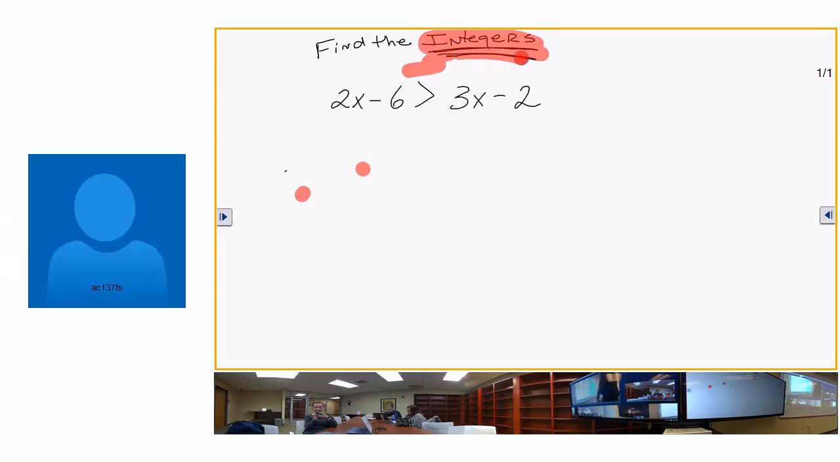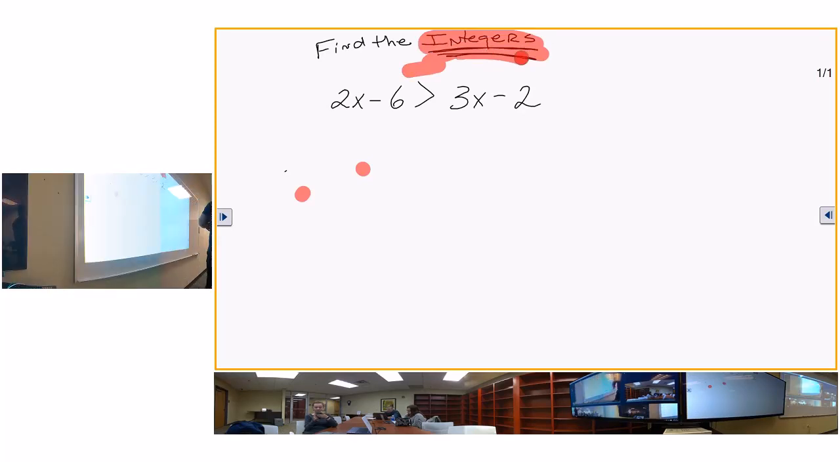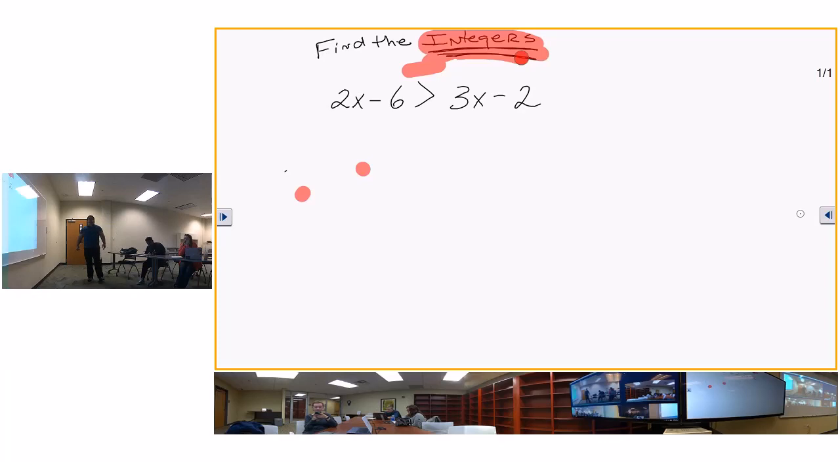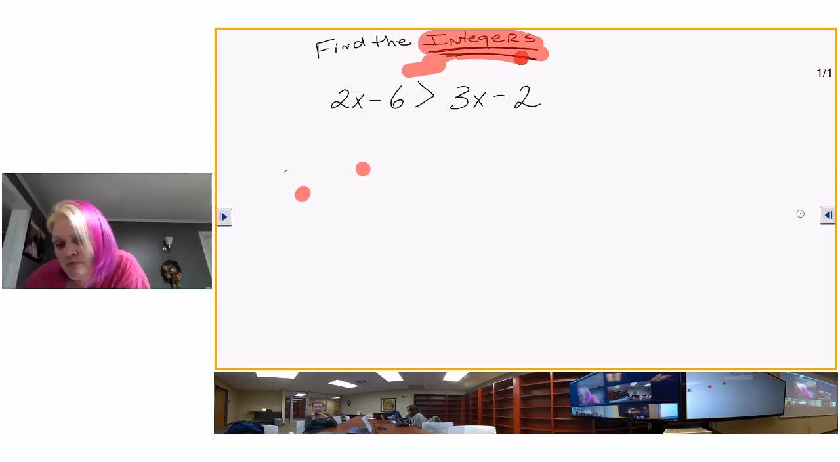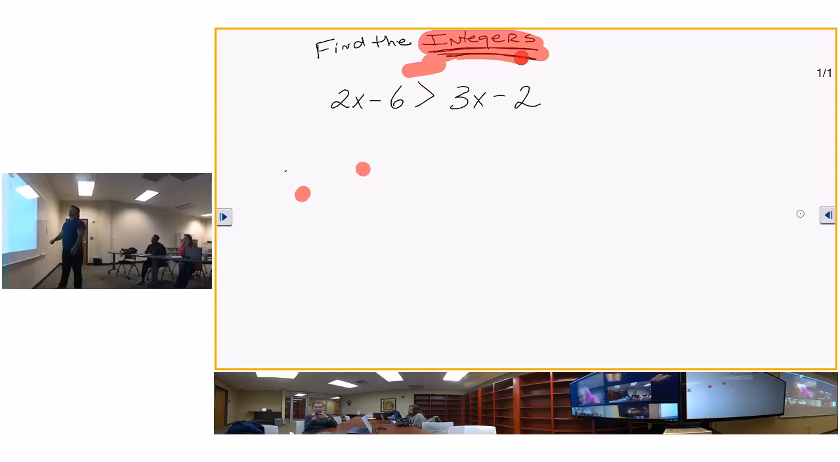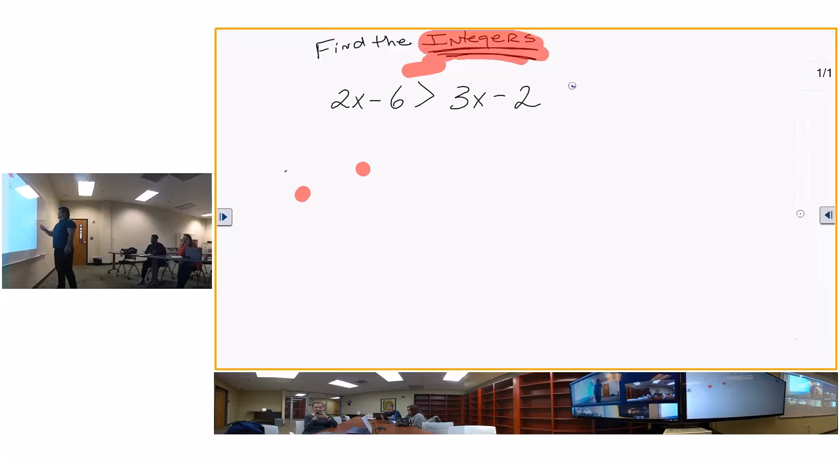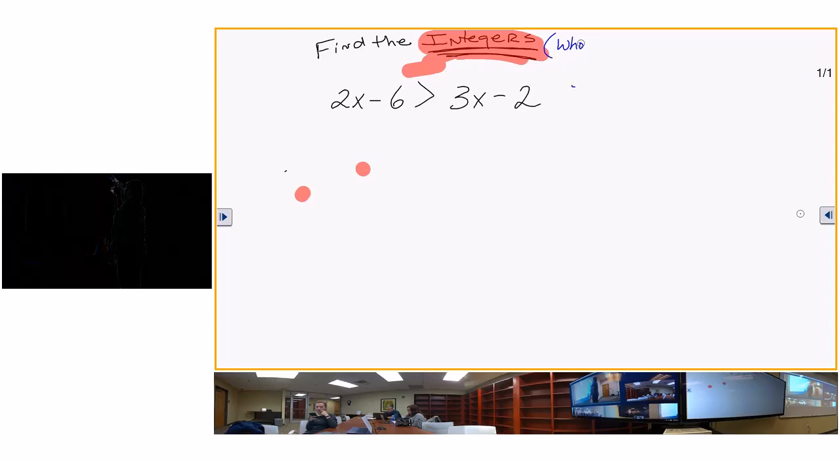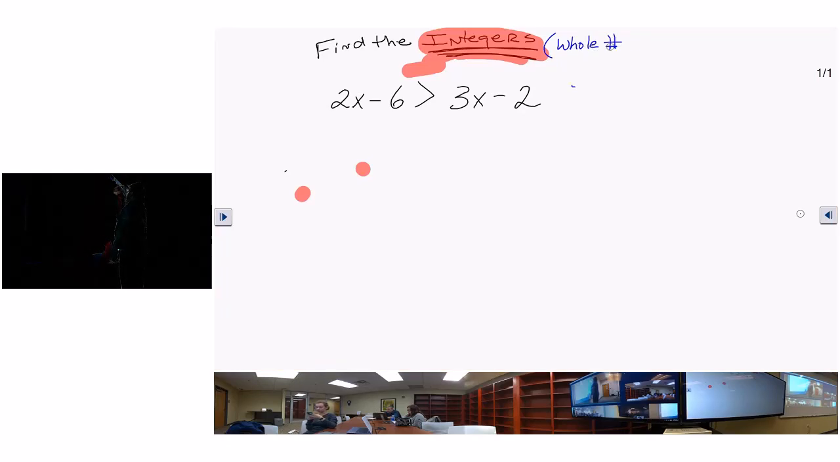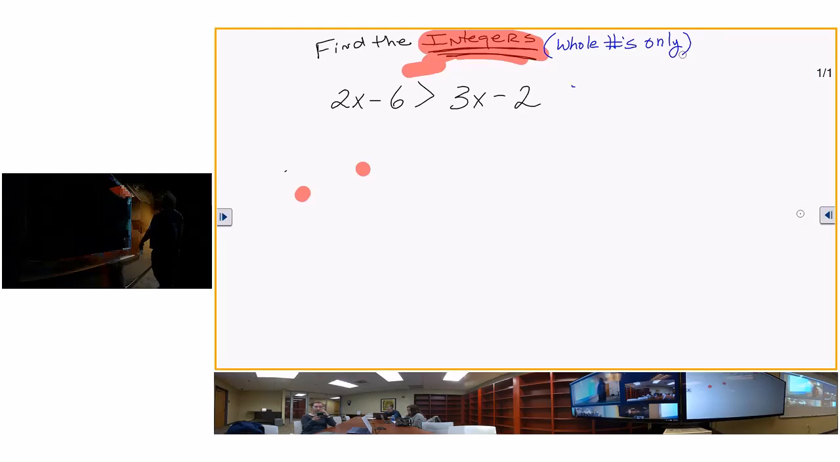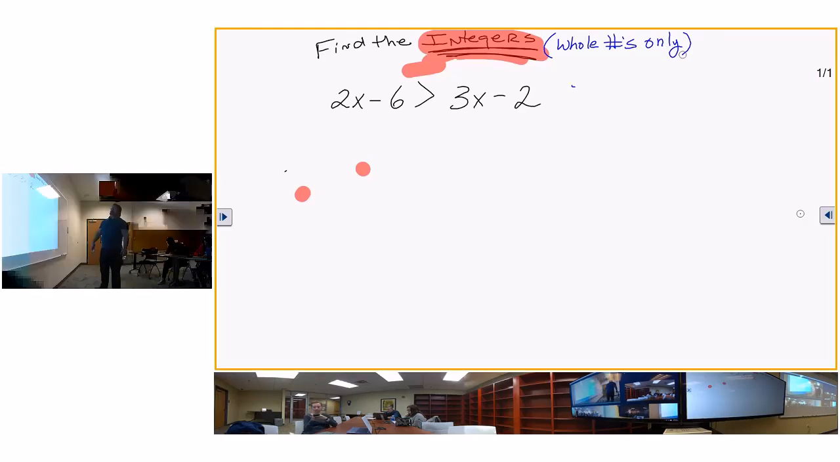Integers. What are integers? If real numbers include fractions and decimals, what do integers include? Whole numbers. So out beside that, I want you to put whole numbers only. So we cannot include what? Fractions and decimals.